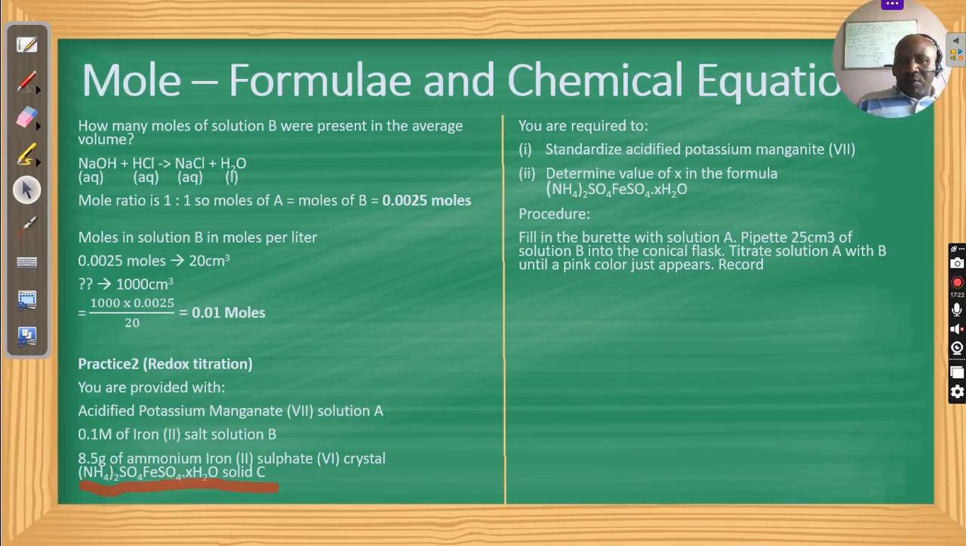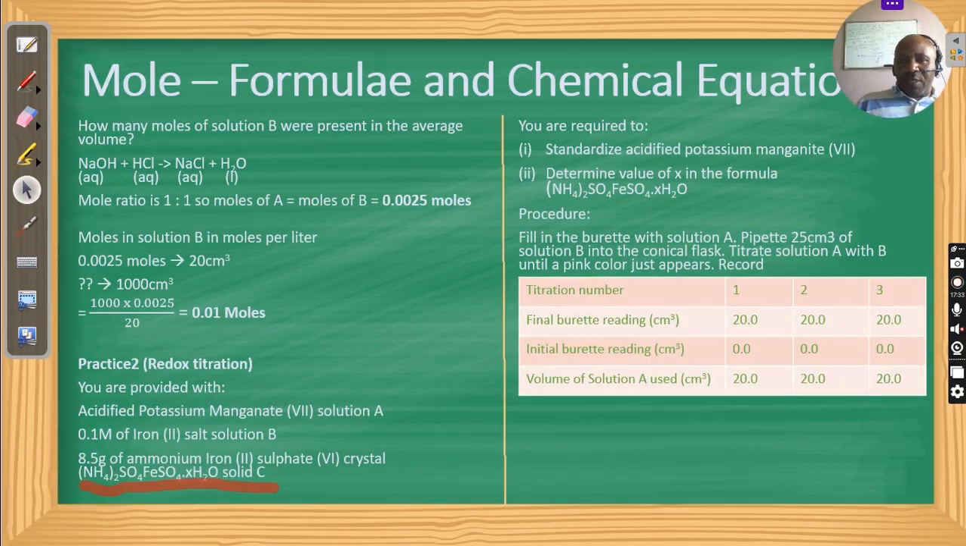Pipette 25 centimeter cubed of solution B, which is iron salt solution. Titrate solution A with B until a pink color just appears. Record in the findings. From this example, the average for B was also found to be 20, because every titration has 20 and we have 3 titrations.